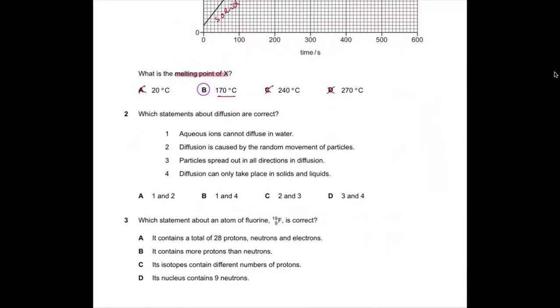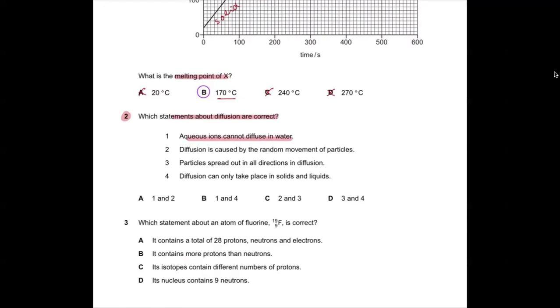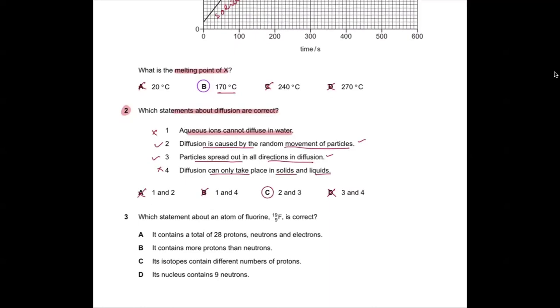Now, MCQ number 2, which statements about diffusion are correct? Aqueous solutions cannot diffuse in water. Is it correct or wrong? It's wrong. They diffuse in water, right? So first is wrong. Diffusion is caused by the random movement of particles. Yes, it is. Particles spread out in all directions. Yes. Diffusion can only take place in solids and liquids. No, wrong. So first and fourth are wrong, which makes A, B, and D wrong. So C is the correct answer.